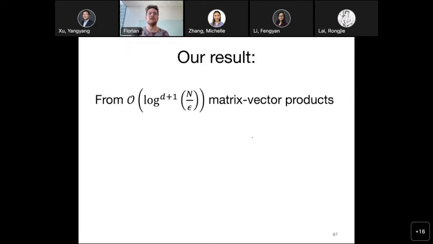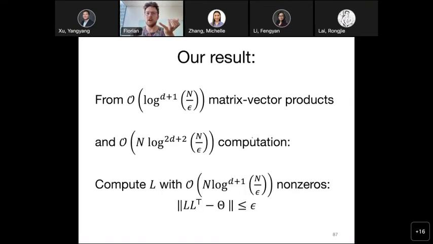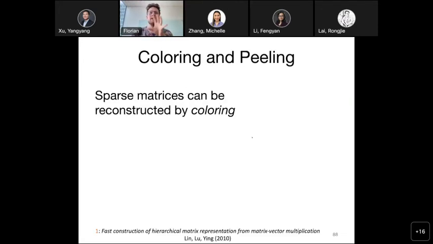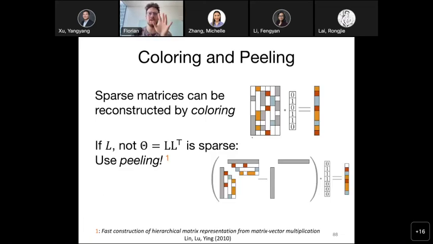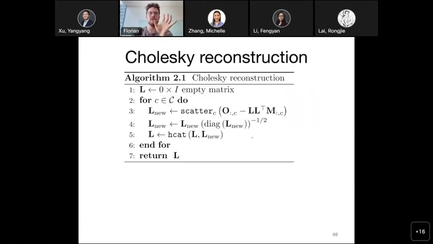And so what we can then do, we can show that from only a logarithmic number of matrix vector products, we can recover this Cholesky factor, even though the eigen decomposition would need a polynomial number in the target accuracy. And this is based on some ideas related to graph coloring, and I'm not going to go into detail here. I'll leave it at that.